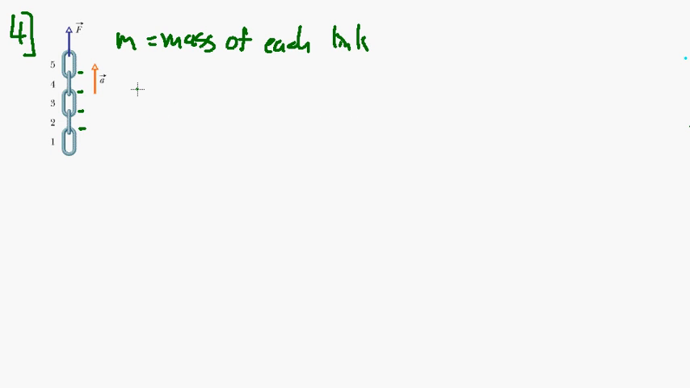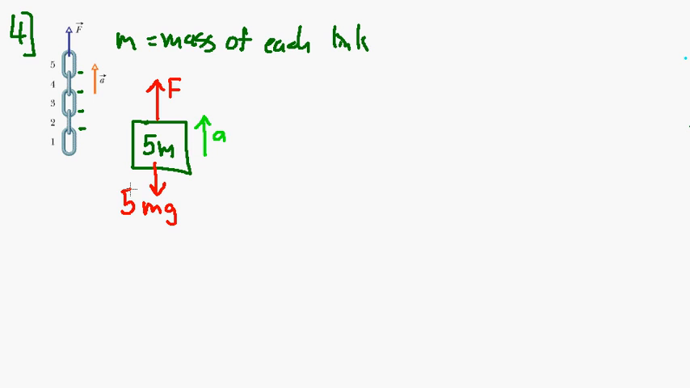So what I'm going to do is, forget the links for now, and draw a free body diagram of the entire chain. What's the mass of the chain? 5m. What's the applied force on the chain? Well, of course, that's F. And the chain is accelerating upwards with an acceleration of a. What's our other force? This is 5mg: the mass is 5m, so 5m times g is the weight. That's it. So, a free body diagram for the chain.